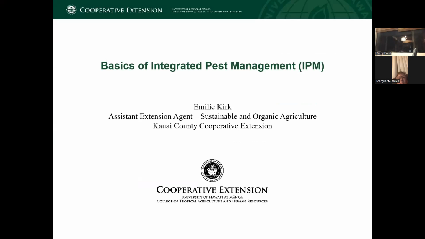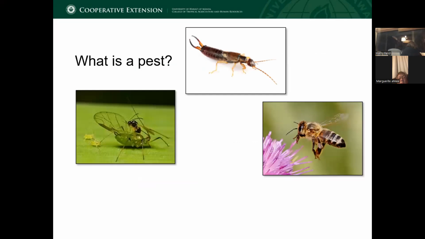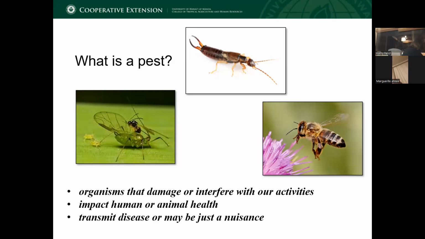For folks who might not be familiar, talking about integrated pest management, or IPM. It's really a framework of a way we can think about decision making when we're managing pests in our garden or on our farm. So starting off, what is a pest? Often we might see things on our plants and we want to make sure that we know what we're looking at, whether it's a beneficial insect, in some cases a pollinator, something that's neutral, or something that's actually doing damage. So pests are organisms that damage or interfere with our activities. They impact human or animal health, transmit disease, or maybe are just a nuisance.